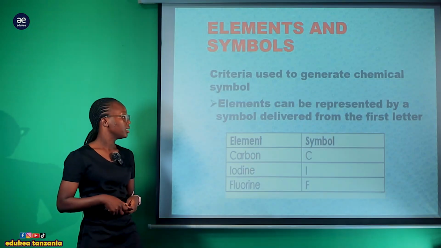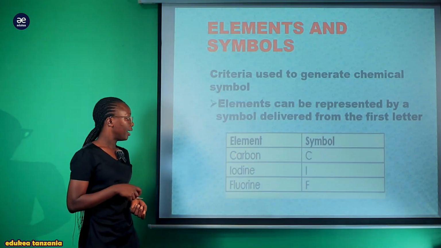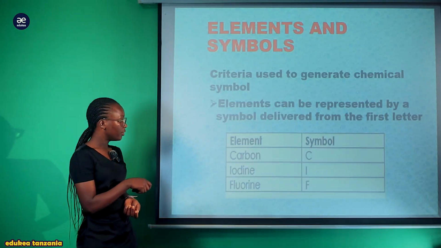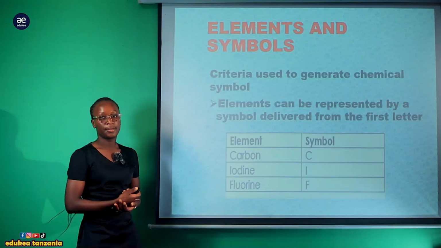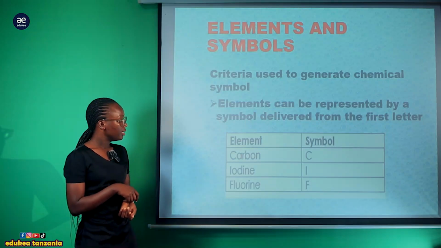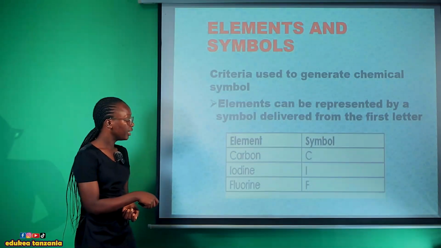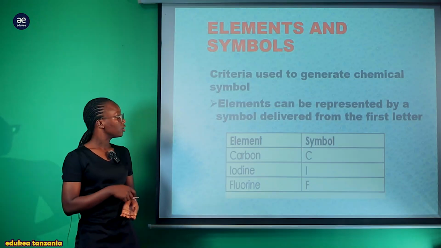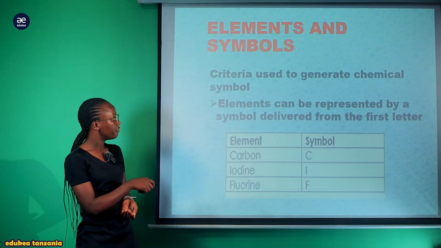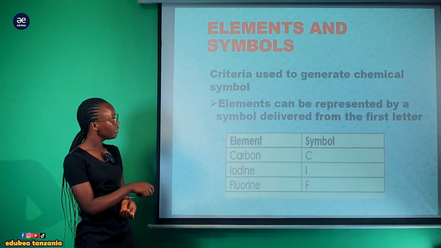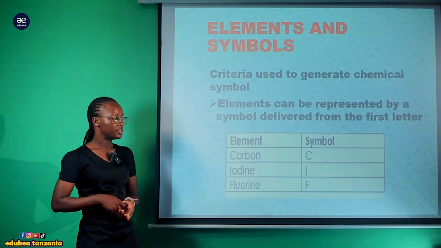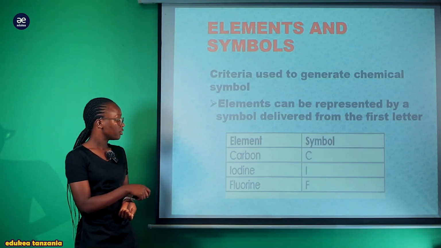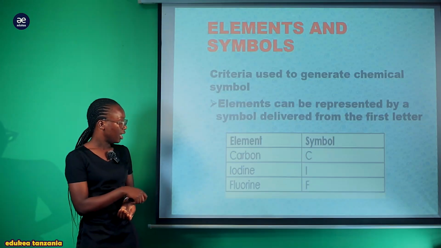Mfano mzuri ni kama unavyoona hapa. This is our element, this is our symbol. So you can see carbon, the symbol is C. Iodine, the symbol is I. Fluorine, the symbol is F. Why this? Because they consider the criterion of the first letter of our element. Kwa hiyo ameconsider kwenye carbon kachukua C, kwenye iodine kachukua the first letter which is I, and fluorine F kachukua first letter which is F.